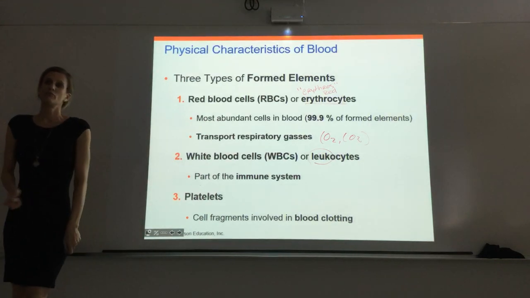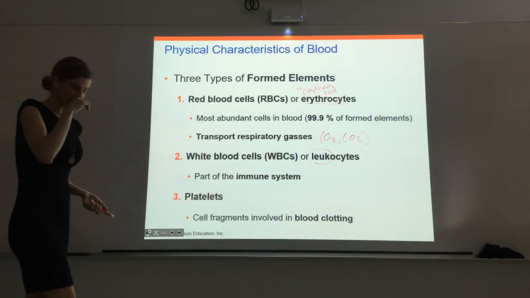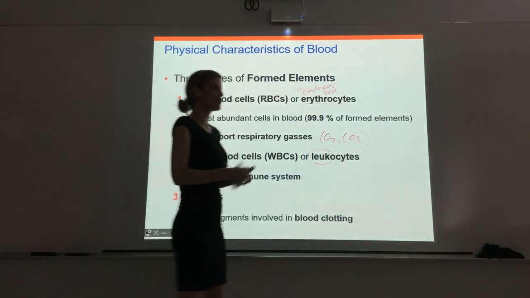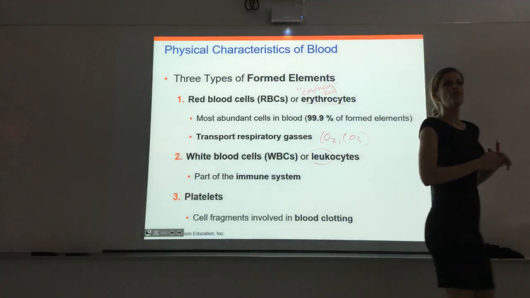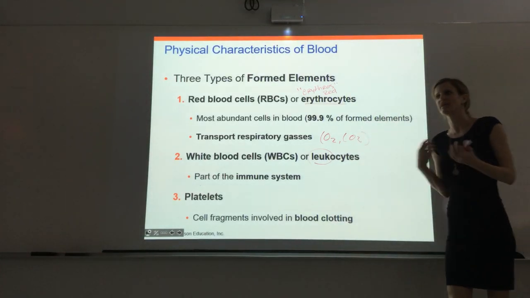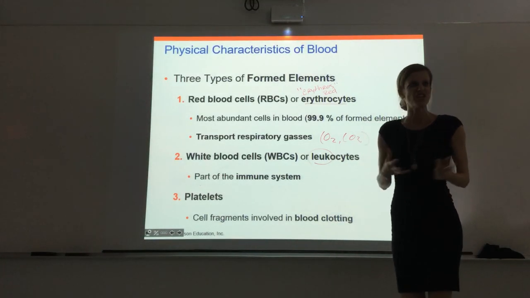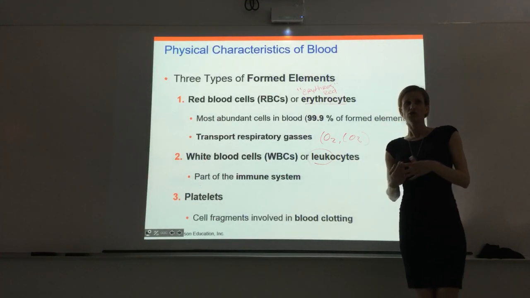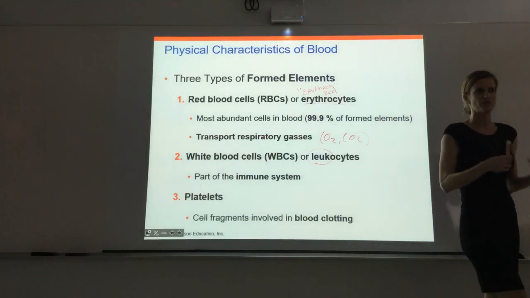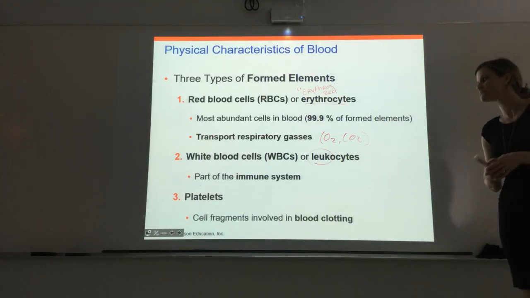White blood cells are part of our immune system. We'll talk about them again, like the whole next lecture really will focus on them a lot. But we've got five different types of white blood cells. And those white blood cells are responsible for defending your body against infection, bacteria, even your own cells that might turn into cancerous cells. Your immune system really defends the body. It helps to prevent infection and disease.